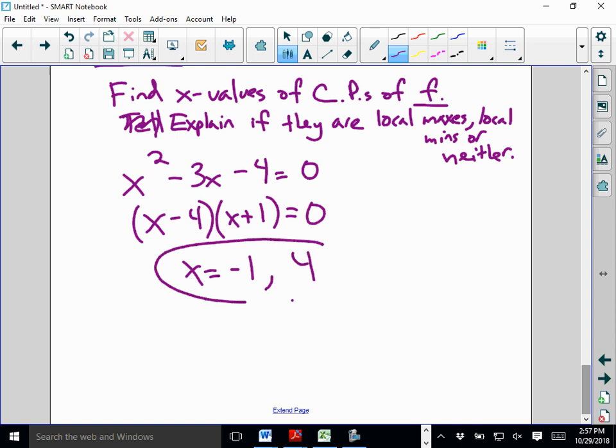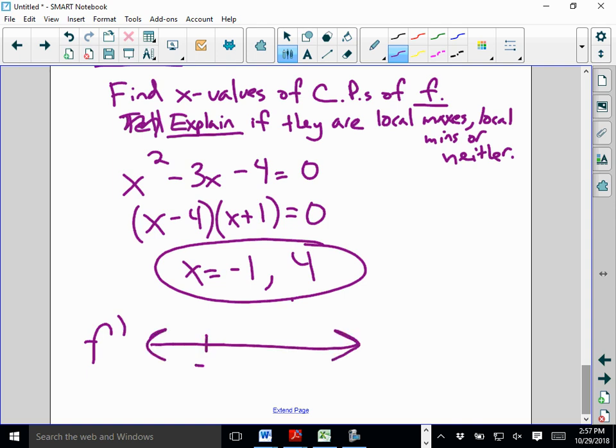But now I have to determine, for this -1, is that a local min, a local max, or neither? For that +4, is that a local min, a local max, or neither? And I need to justify this. I need to explain it. Okay? So what we want to do now is we want to make an f prime number line. Again, always label your number lines. The two values I want in here are -1 and +4.